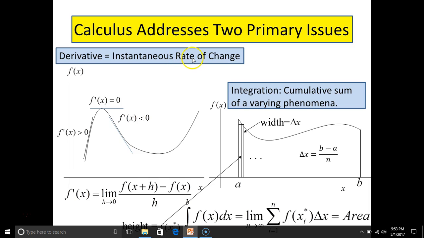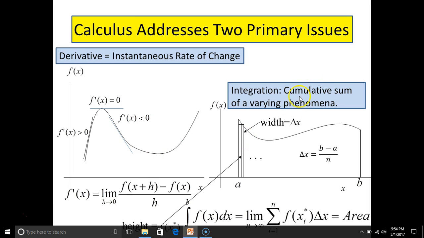One is the derivative, which is the instantaneous rate of change, and the other is integration, which is the cumulative sum of a varying phenomenon. In the case of a derivative, it is the instantaneous rate of change. It's also the slope of the tangent line. Therefore, when the derivative is greater than 0, the function is increasing. When the derivative is less than 0, the function is decreasing. When it's equal to 0, it's a candidate to reach a max or a min.